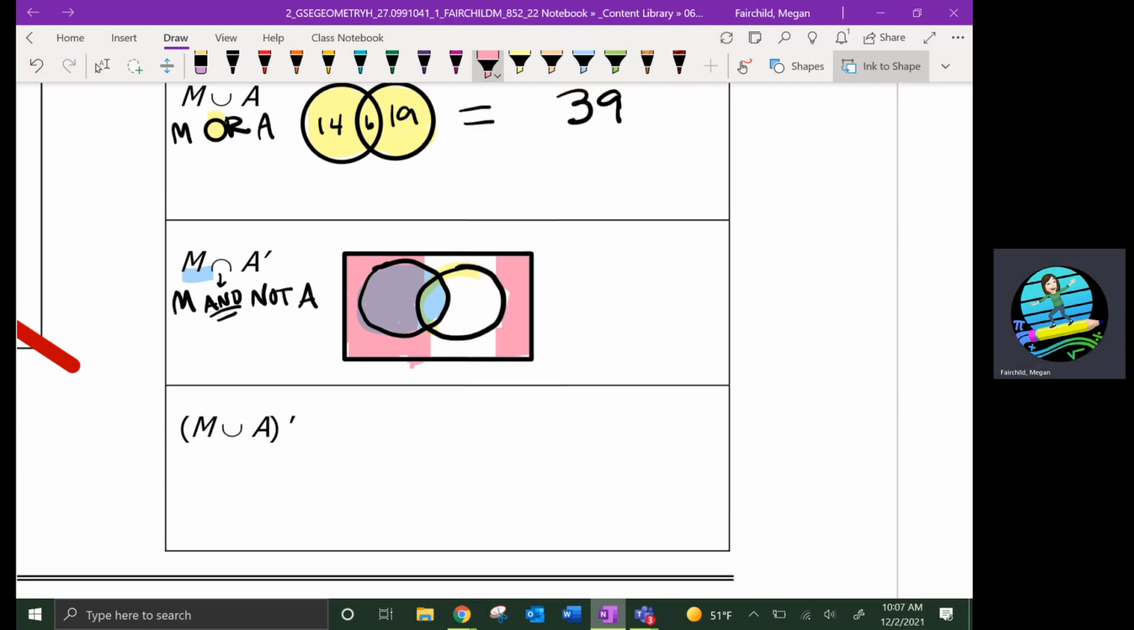Y'all are doing this too, right? I've got to make my highlighter smaller. There we go. All right, so this is not A. All of this out here. So where it overlaps would be the purple. Do y'all see that? Because I'm looking for the intersection. So the intersection of M and not A is this red section that I'm highlighting here, which would be 14.